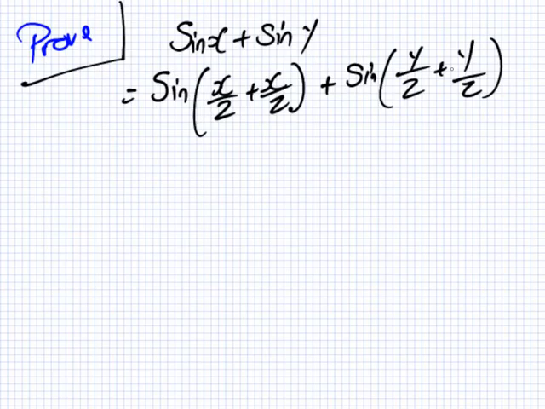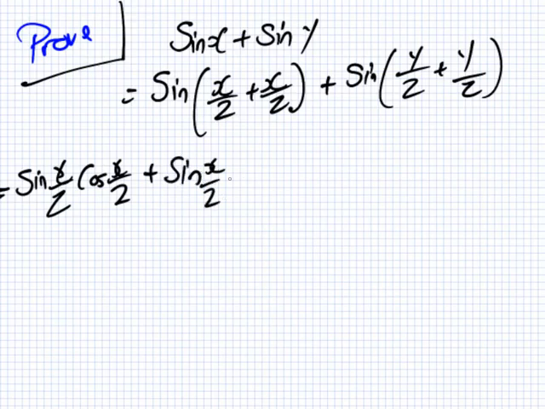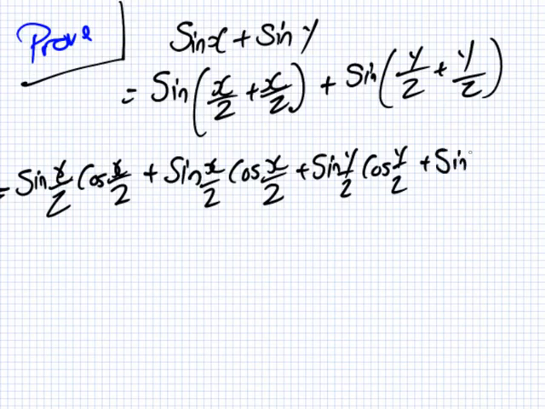So x is a half x plus a half x. Y is a half y plus a half y. I can use compound angles now. Sine A plus B is sine A cos B plus sine B cos A. And then it'll be the same thing, sine y over 2 cos y over 2 plus sine y over 2 cos y over 2.